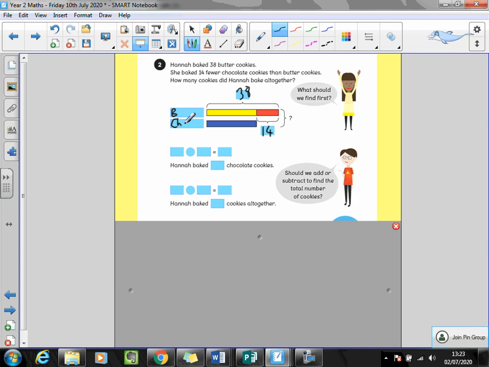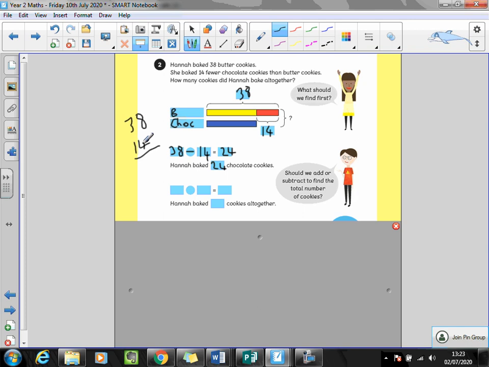So the calculation we need to do to find out how many chocolate cookies she made is the 38 she had altogether of butter cookies, subtract the 14 fewer chocolate cookies than butter cookies. So we're going to do 38 take away 14, which leaves us with 24. Hannah baked 24 chocolate cookies. And again, you probably did some column subtraction to solve that problem. 38 take away 14, nice and easy.